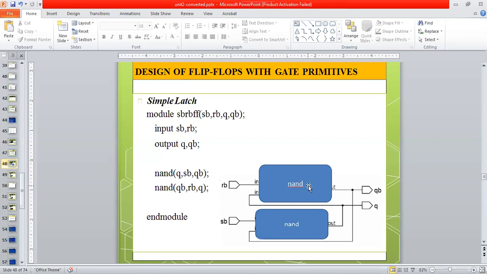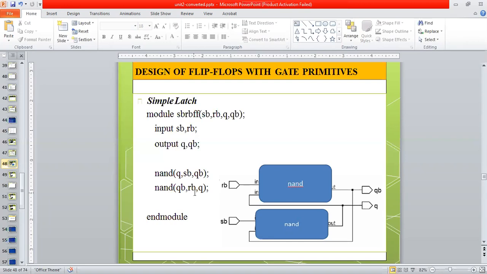In that way, I can develop the circuit by using which level of modeling? I am developing the circuit functionality by using the NAND gate. So I am using the gates here, and that's why this is known as gate level modeling.